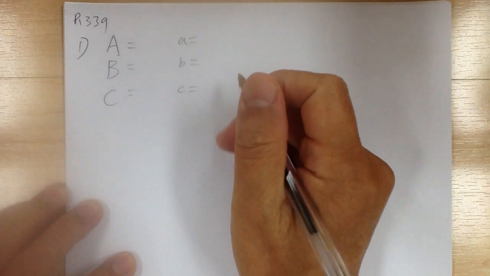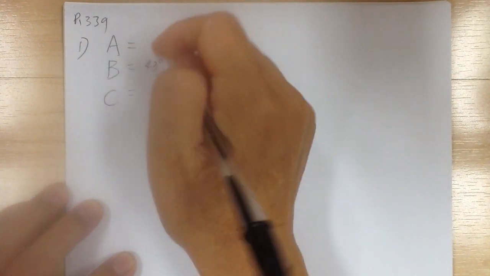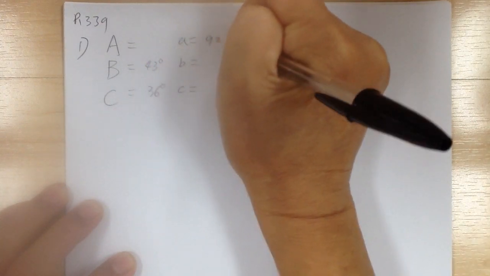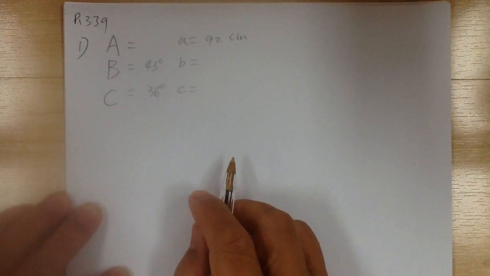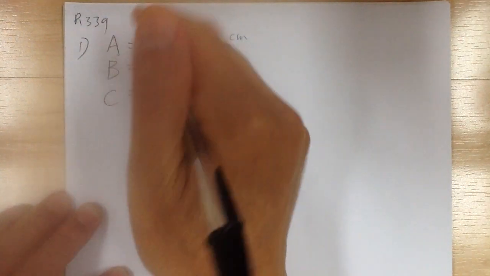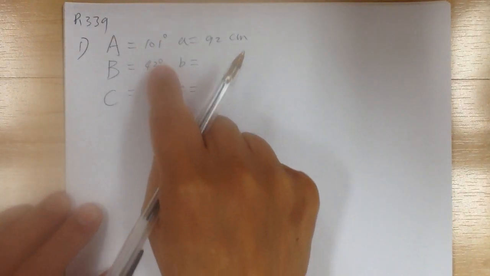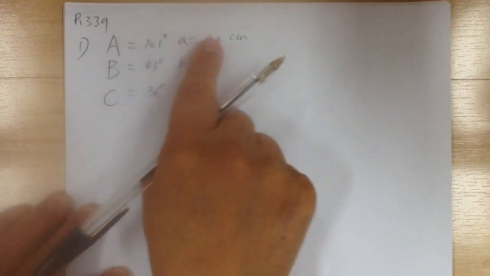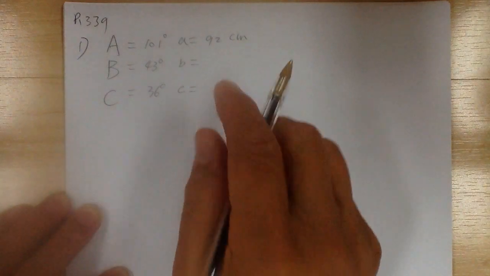Okay, so let's see. The given B is 43 degrees, and gamma, the C, is 36 degrees, and A is 92 centimeters. Okay, so first we can get the angle A, so use 180 minus 36 minus 43, which will give you 101. Now as soon as you get the angle, when you have two of the same letters, then you can use the law of sines. So let's look for B.